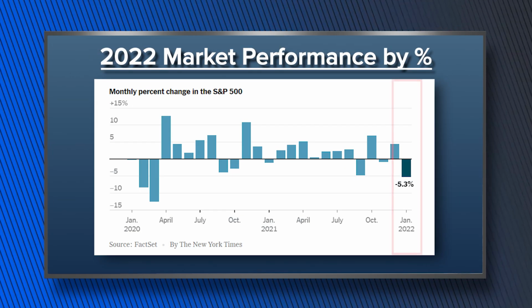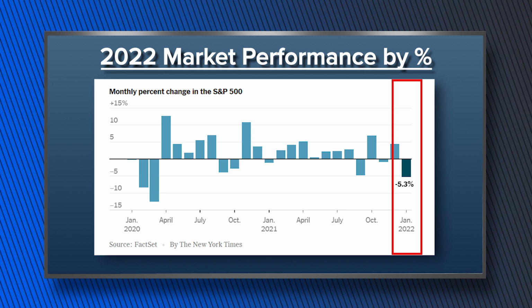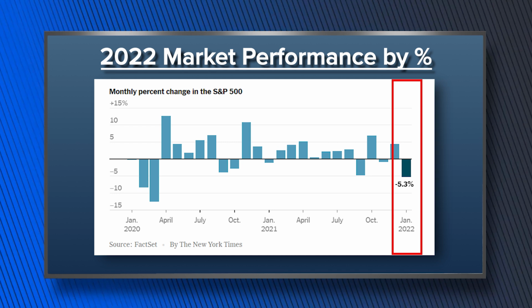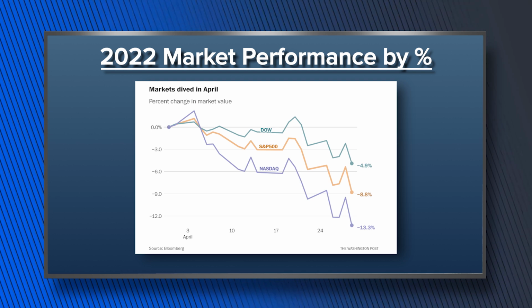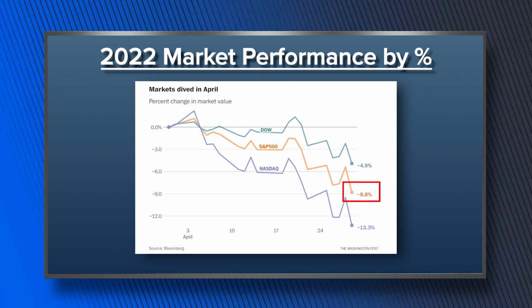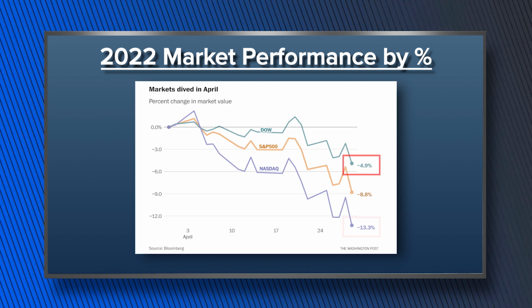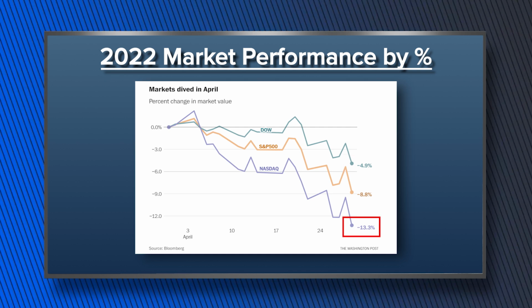Well, this year, the market was down huge, 5.26%. And it was even lower than that in the middle of the month. You know what's happened since then? Market has fallen even lower. Even April, which is usually strong, was weak in 2022. The S&P was down 8.79%. The Dow was down 4.9%. And the NASDAQ lost an incredible 13.26%.